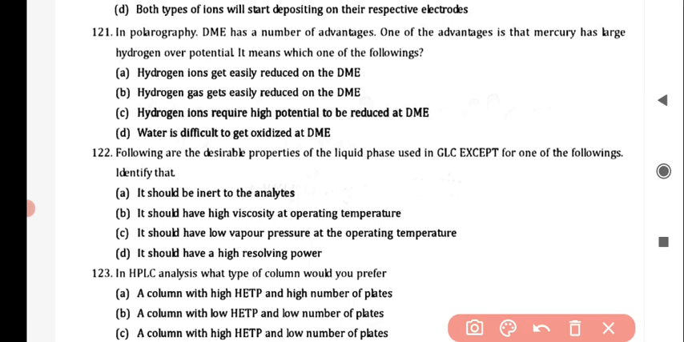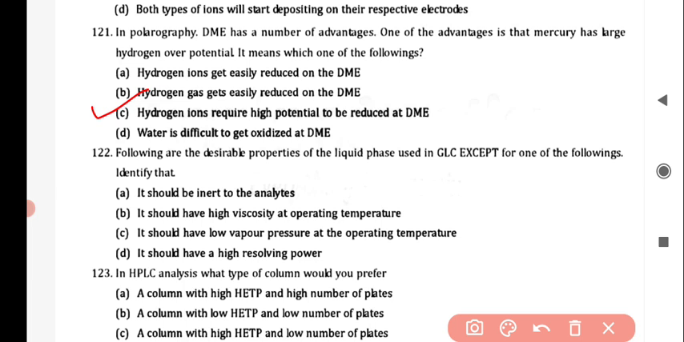Next question is, in polarography, DME has a number of advantages. One of the advantages is that mercury has large hydrogen overpotential. It means which one of the following? So the correct answer for this is option C, that is hydrogen ions require high potential to be reduced at DME.